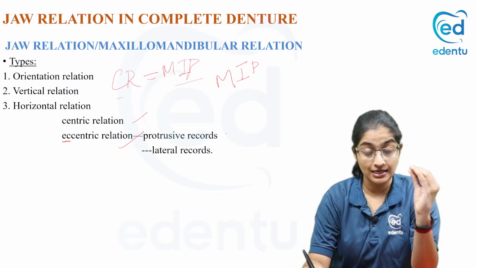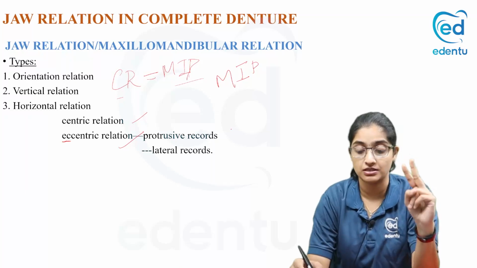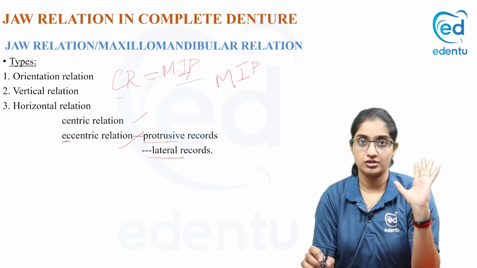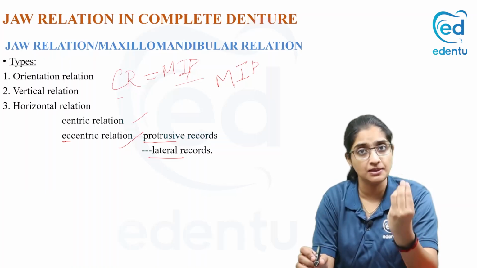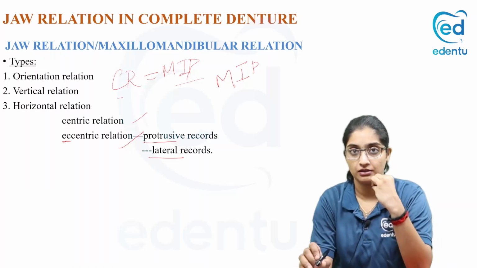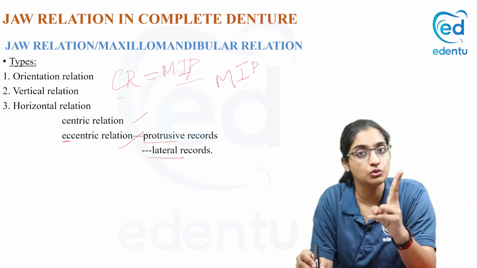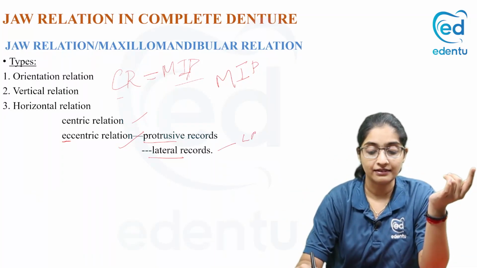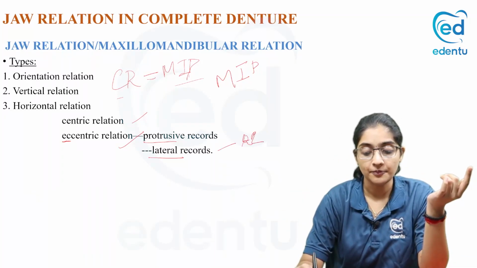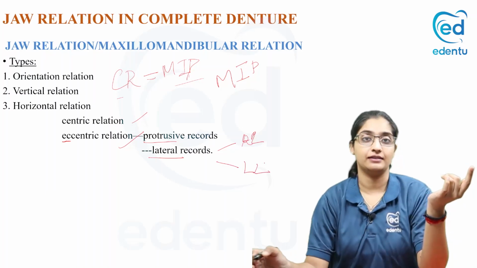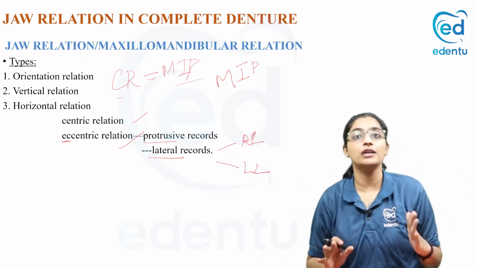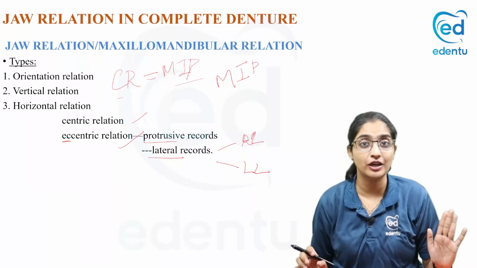So in eccentric positions, you have two things. You have your protrusive records and you have your lateral records. Protrusive is simple, you're bringing the mandible in front. Lateral, again, you have two. You are taking it to the right and left, so you have right lateral and left lateral. So this is just an overview of the various types of jaw relation we are going to be discussing.